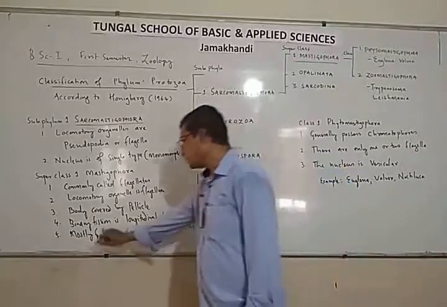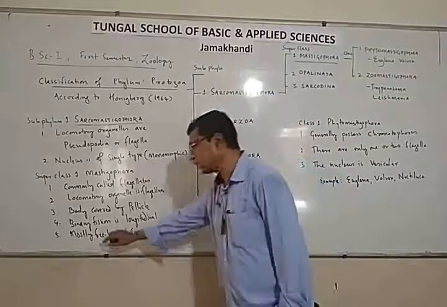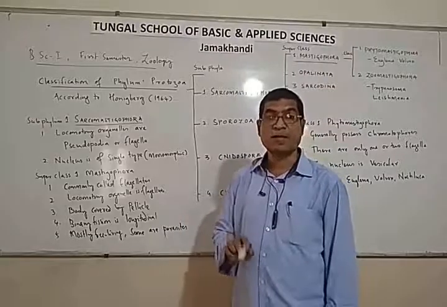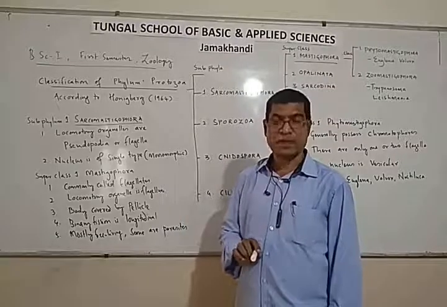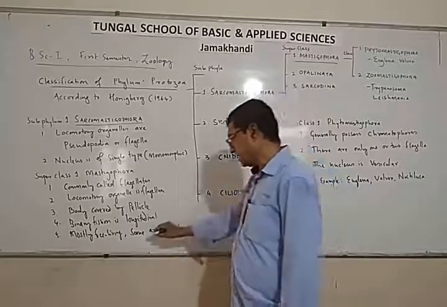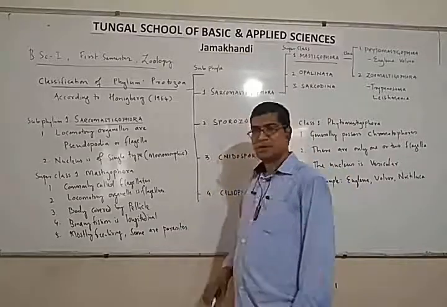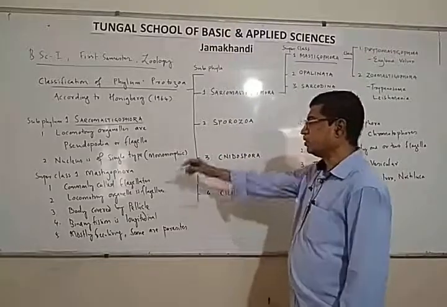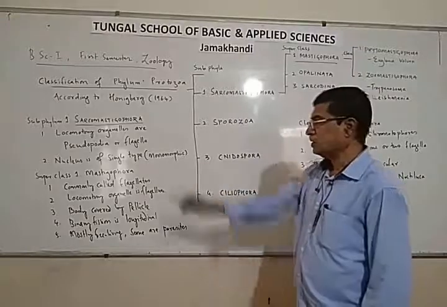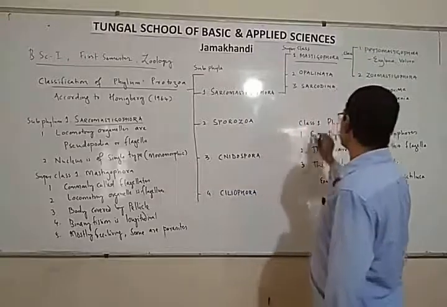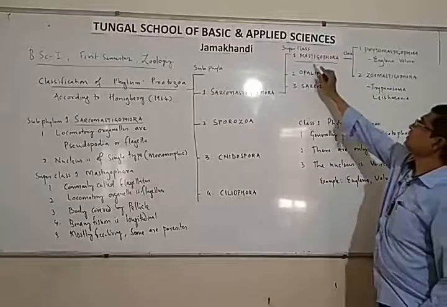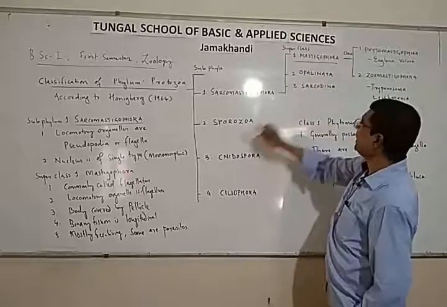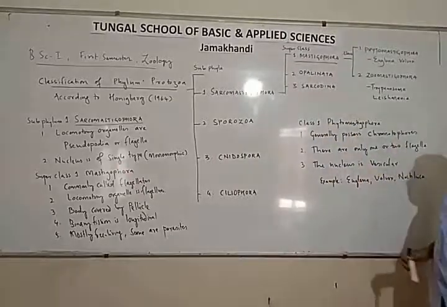Then, mostly free living. Mastigophorans are mostly free living. Most of them are free living. They are not parasites. They lead free life, independent life. There are certain examples which lead parasitic life. Right? So that's about the general characteristics of superclass Mastigophora. Next, subphylum Sarcomastigophora is completed, superclass is completed, then class 1, Phytomastigophora, general characteristics.